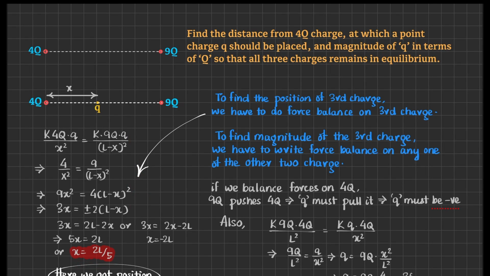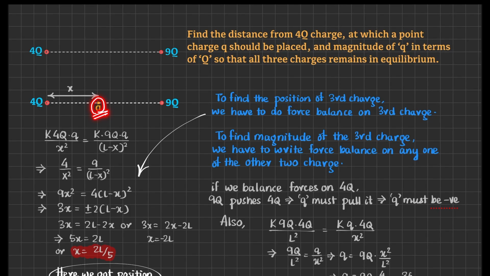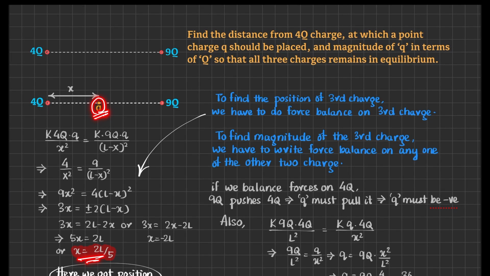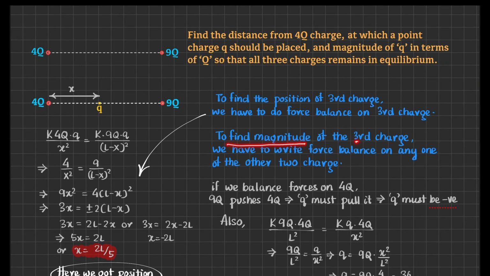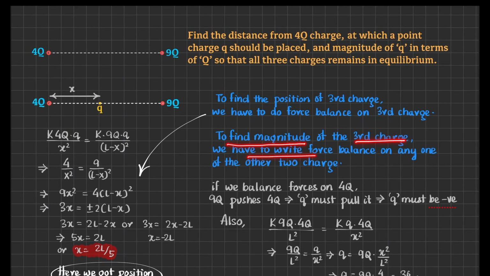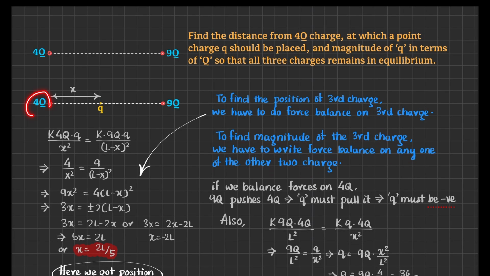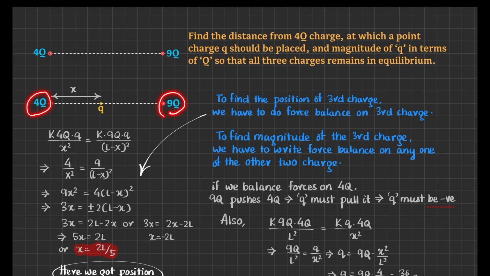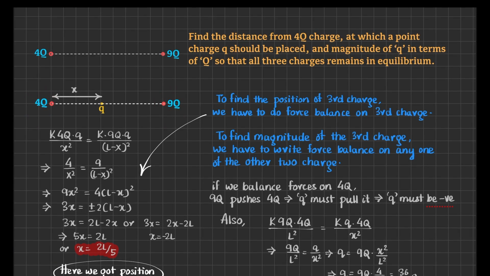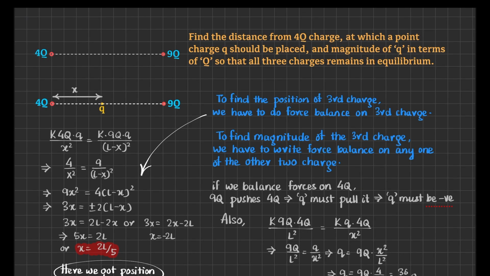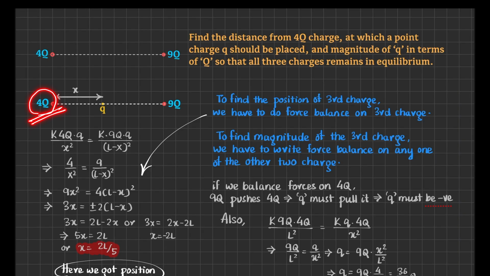So balancing forces on this third charge gives us the position, and we got the position here. Now the second step, to find the magnitude of the third charge, we have to write force balance on any one of the other two charges, either 4q or 9q. Here let's say I am assuming 4q, we have to do force balance on 4q.